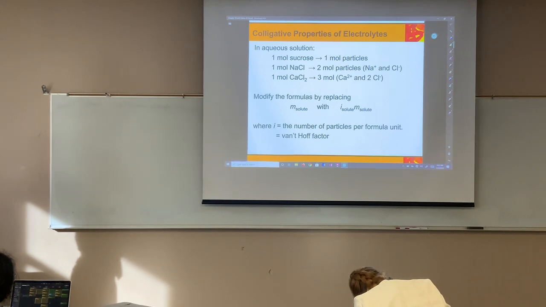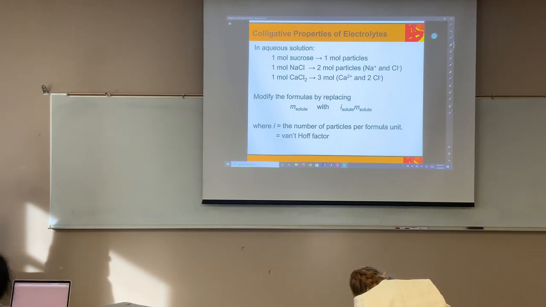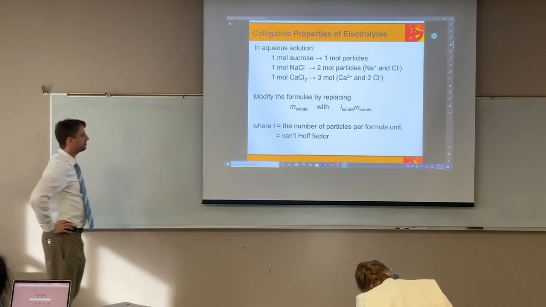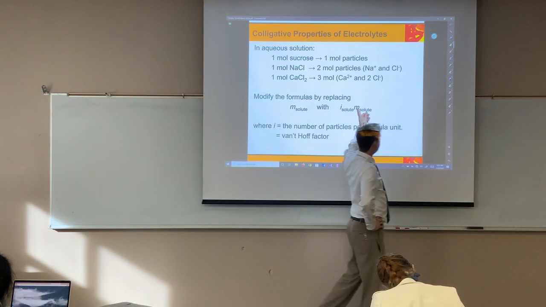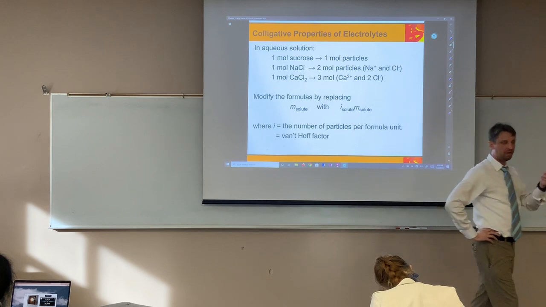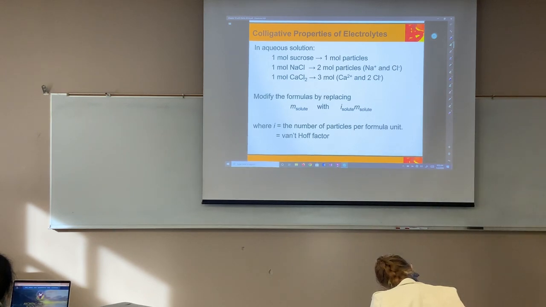Question in the back there? Okay, all right. So it's i times the molality, and then we multiply our constant in there also, right? So I'll give you guys the updated formula here in just a second.